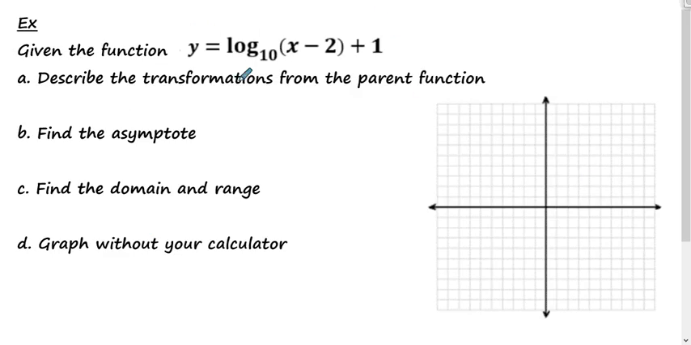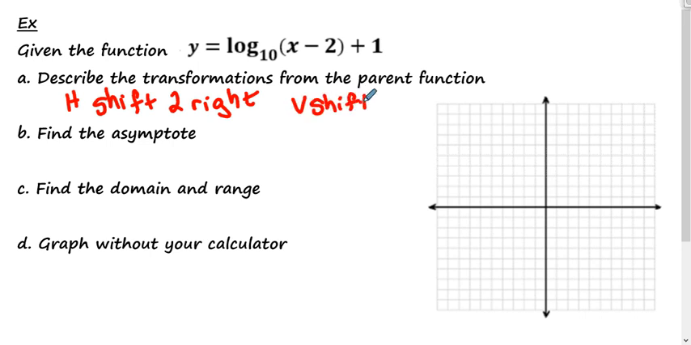So since we have this number that's attached to x, we know that is a horizontal shift of 2 units to the right, because it's the opposite of how it affects your x. And then here, there is a vertical shift, because that's not attached to the x, that's your y value, and that's always the same operation of 1 up.